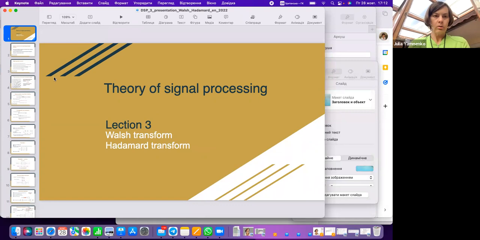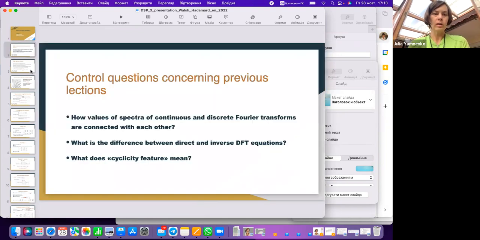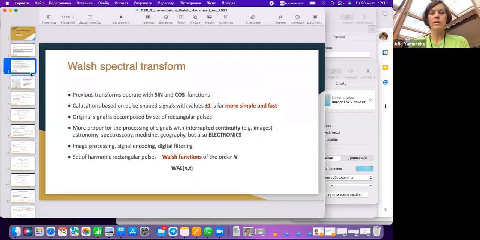Okay, so at first, let's recall what we did and what we considered last time. It was a lecture called lecture number 3, and it includes two main questions: the Walsh transform and the Hadamard transform. We started with control questions concerning the material of the previous lecture, and then we started considering the Walsh spectral transform.